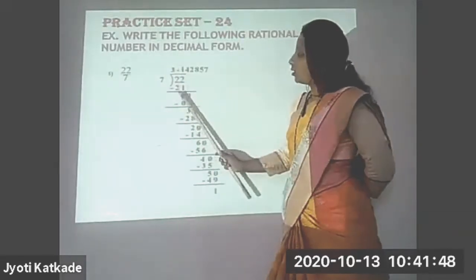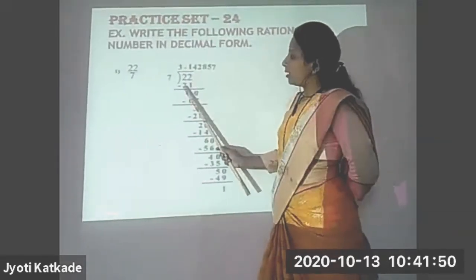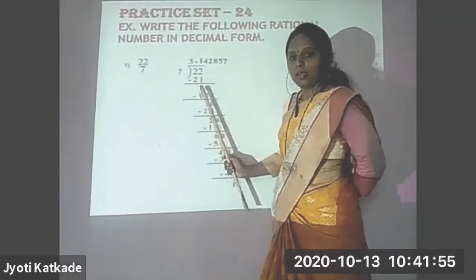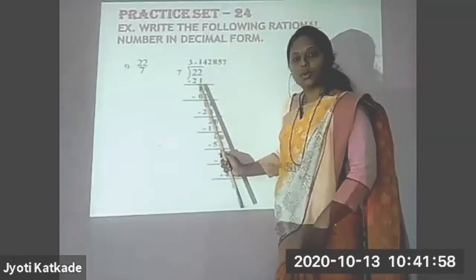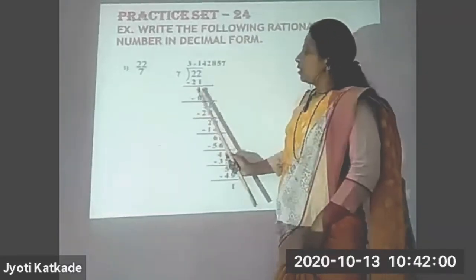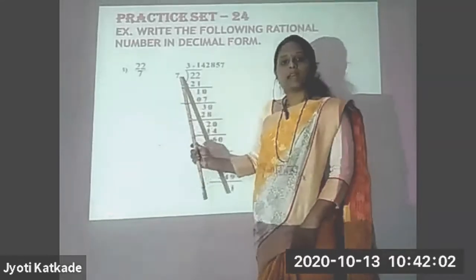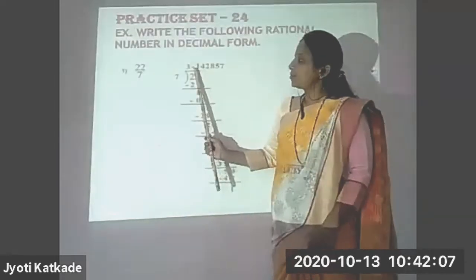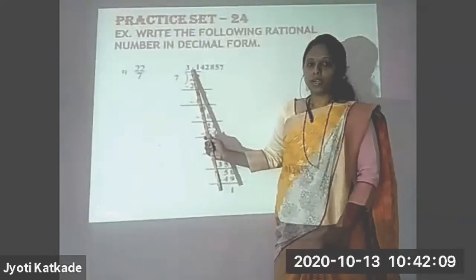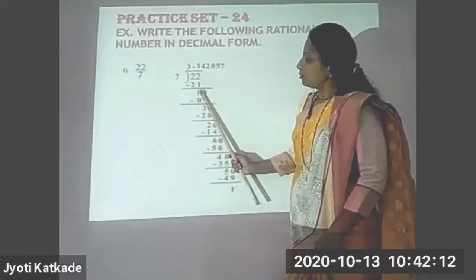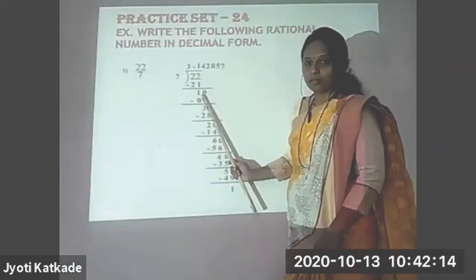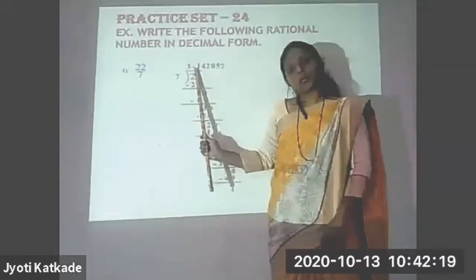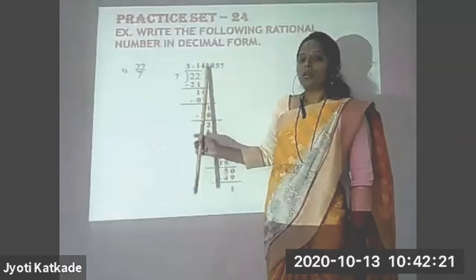7 threes are 21. When we subtract 21 from 22, we get 1. Now 1 is smaller than 7, that's why 1 is not divisible by 7. So put a decimal point after 3, then take 0 on 1. Why? Because we put a decimal point here, and after the decimal point we can take 0 on that number.